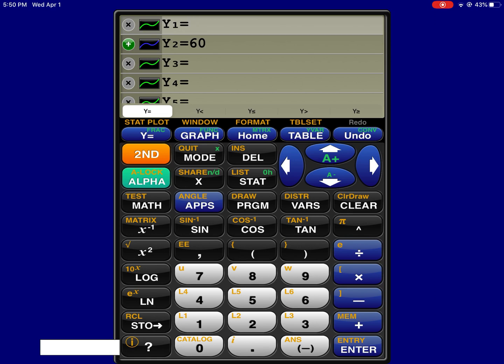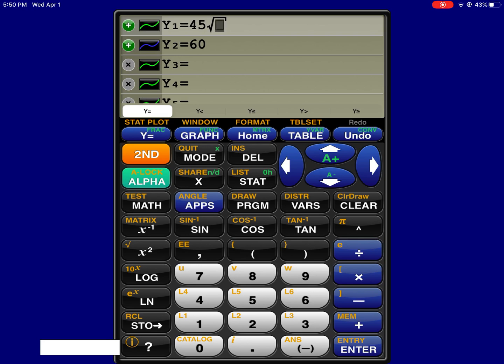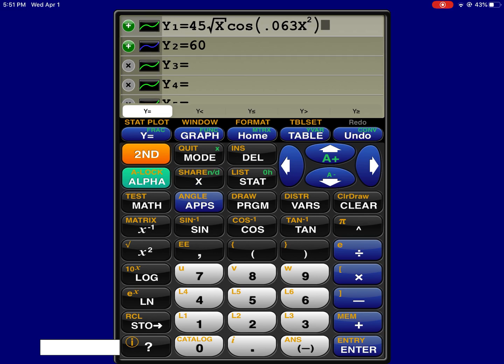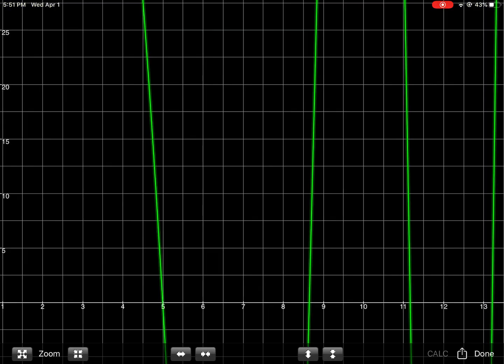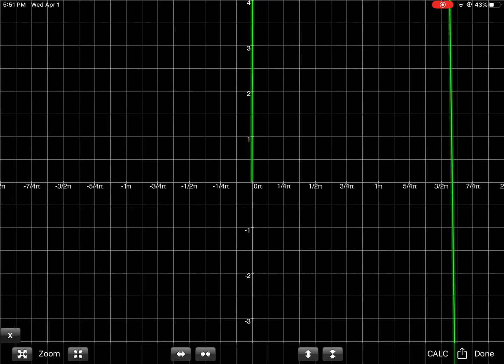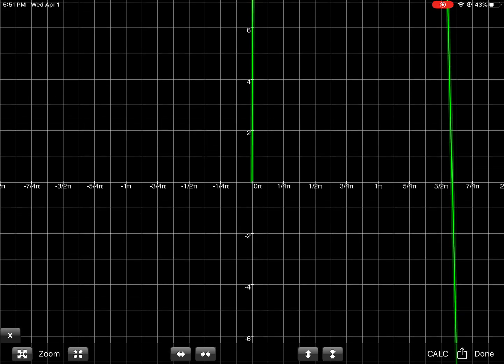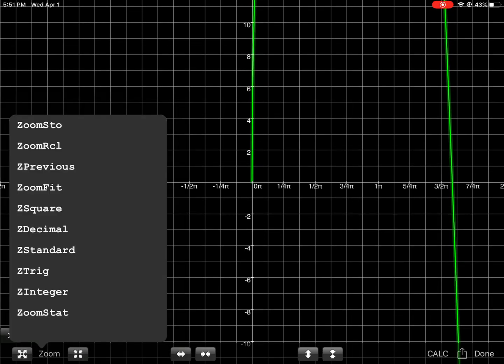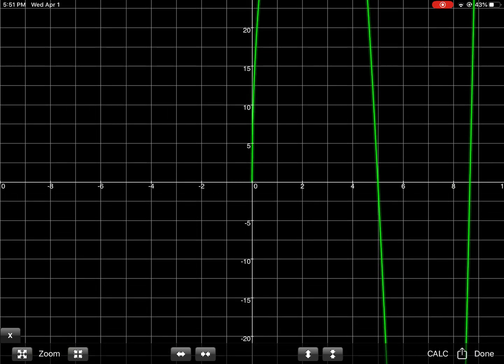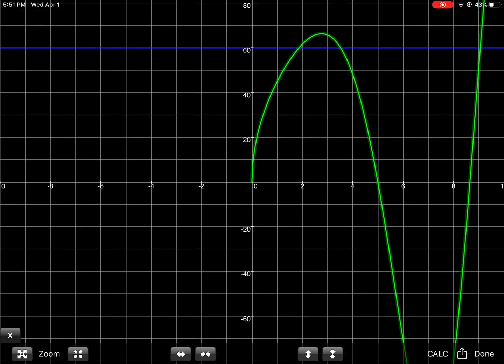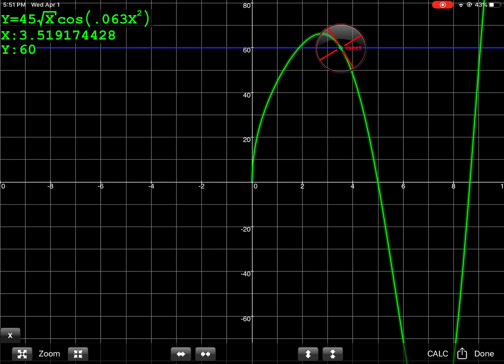And for this one, our function is 45 square root of t cosine of, make sure you're in radian mode, 0.063 t squared. Okay, we graph that. Let's go to our standard viewing window here. All right, and we want to know when that's above 60, so I'm going to zoom out. Oops, what did I hit? I want zoom to standard. Okay, so there's our two lines, so we can find that intersection point and that intersection point.